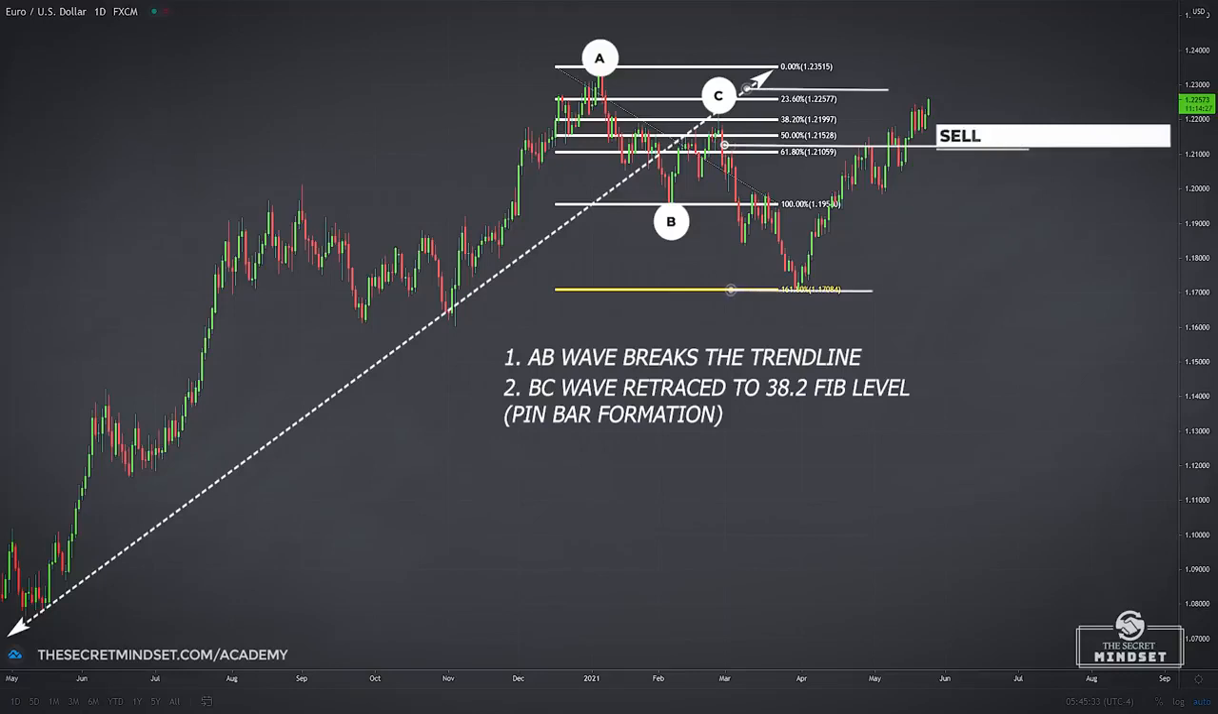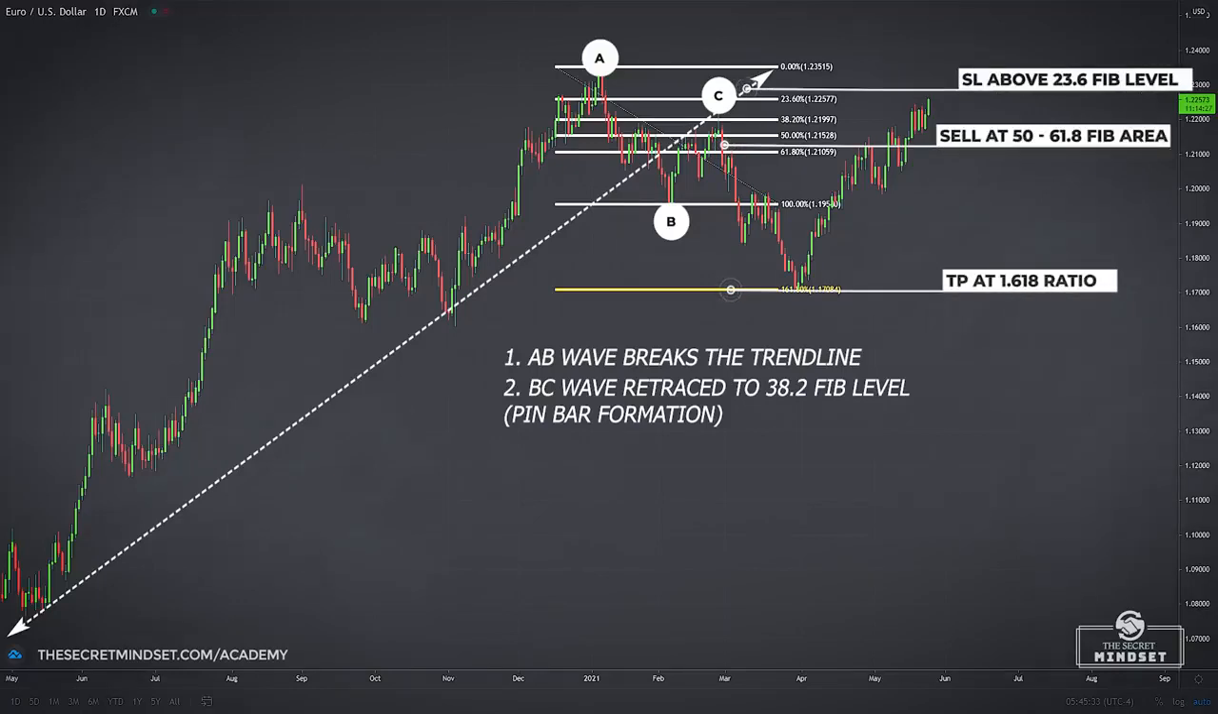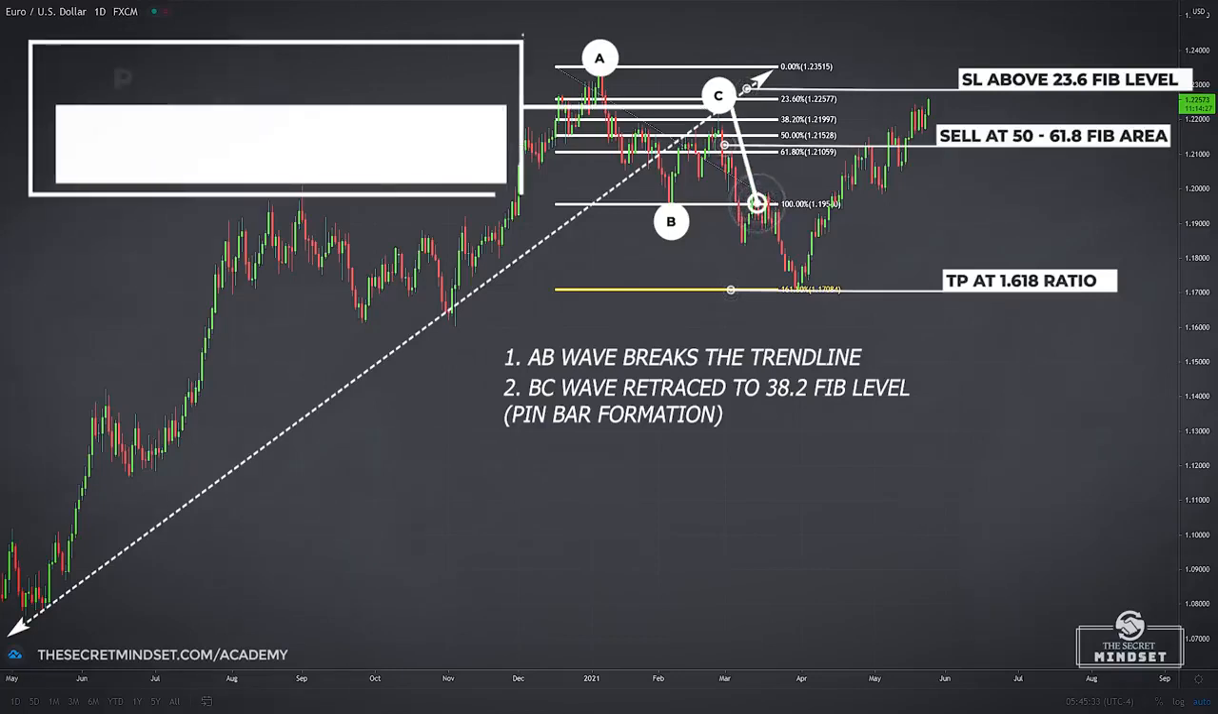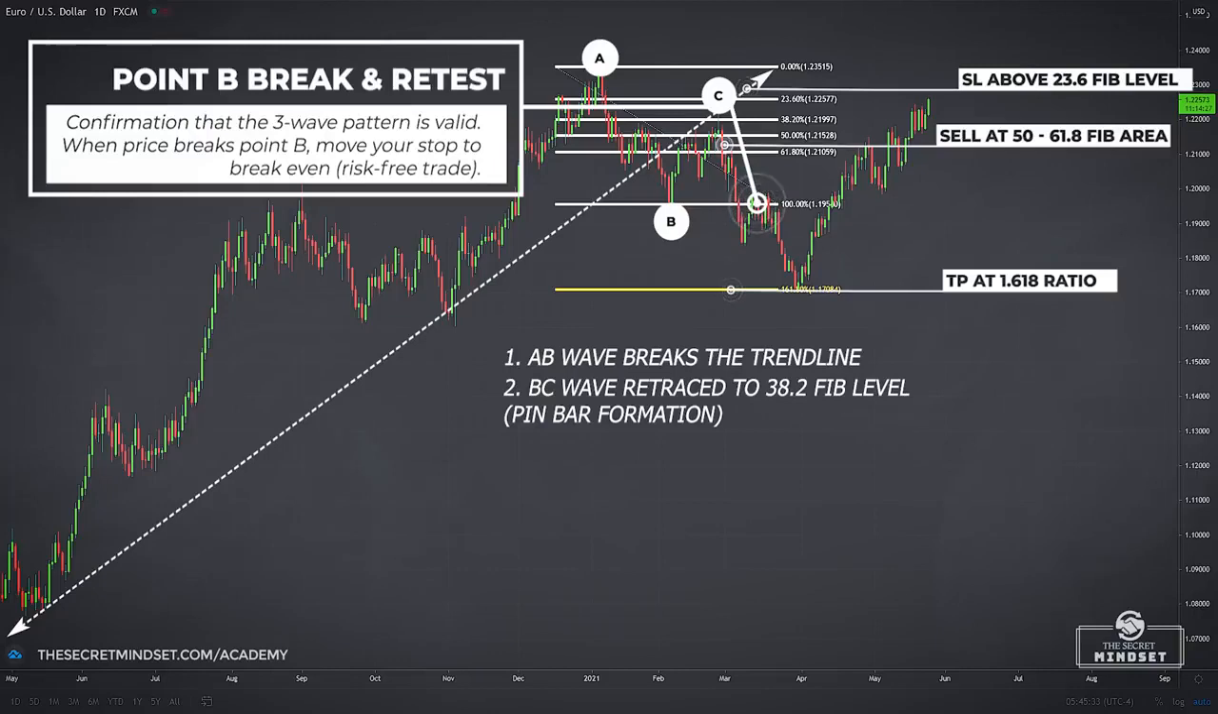We entered the trade at the 50% Fib level, with a stop loss above the 23.6 level and targeting the 1.618 ratio. After the breakout of price at point B, price came back to retest the level, which then became a strong resistance area. When price breaks point B, we moved our stop to break even, and the price continued its downward direction and reached the 1.618 ratio. And look how powerful that level was. As price reached that level, it immediately bounced back.